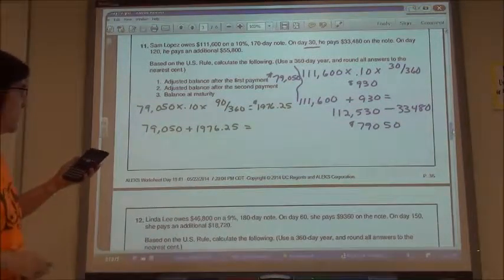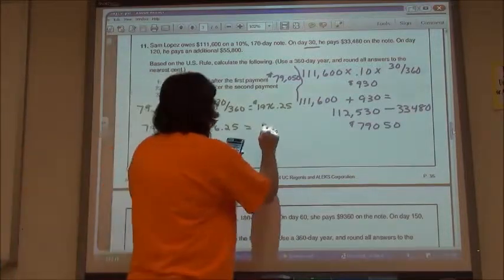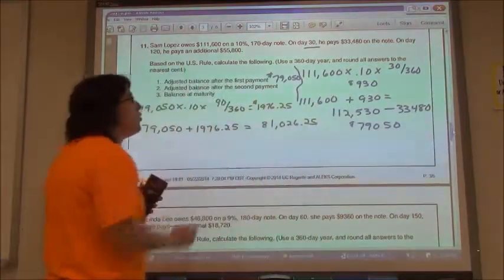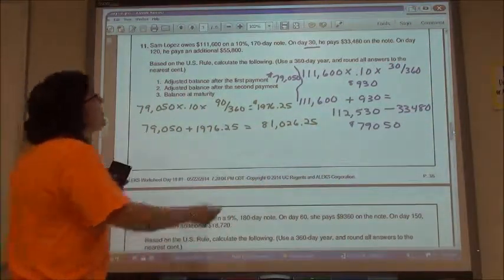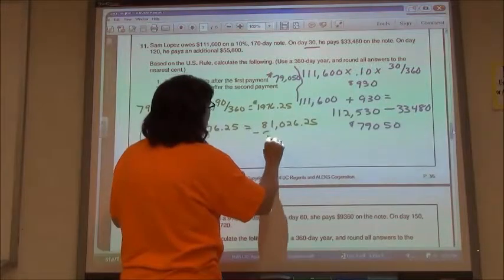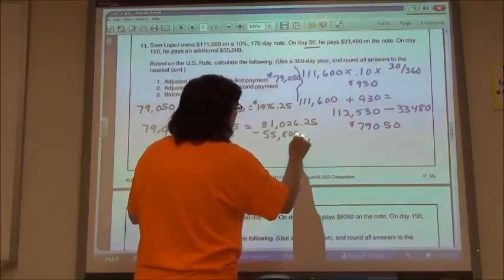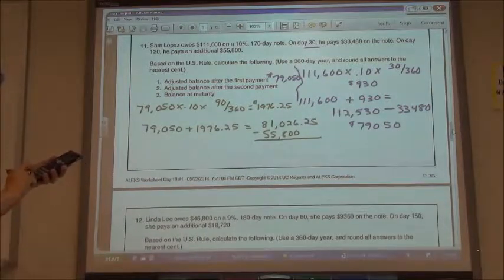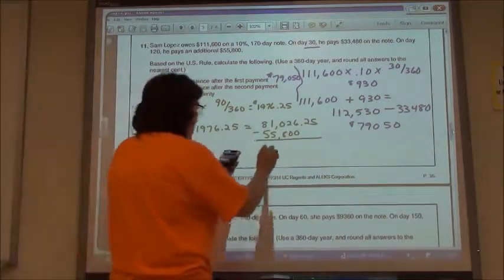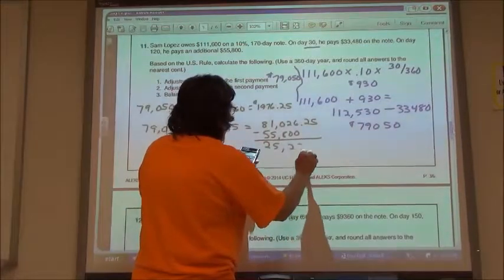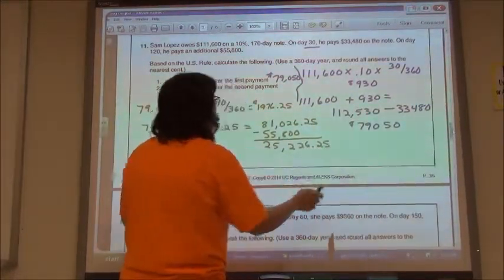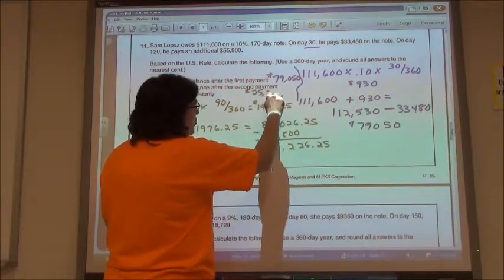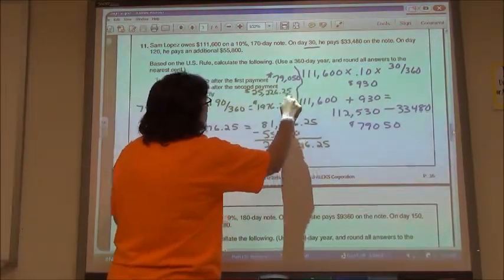79,050 plus 197,625 is $81,026.25, which would be the total amount that I owe, but I'm going to make a payment, and my payment is $55,800. So if I subtract my $55,800, I now owe $25,226.25. So after my second payment, I owe $25,226.25.